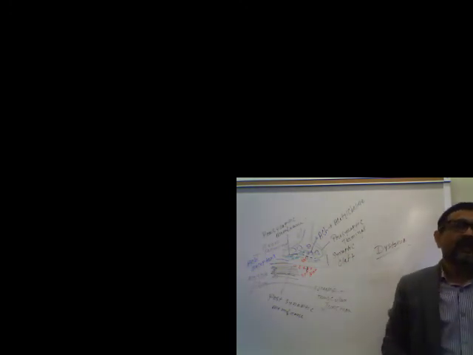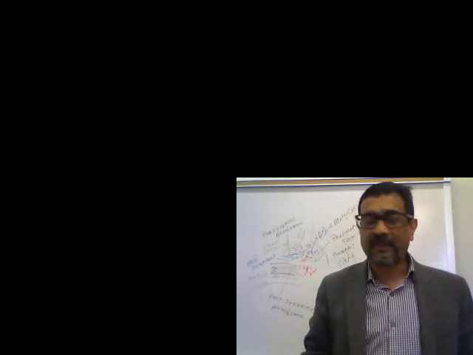There are a couple other conditions related to muscle. One is called dystonia. Irregular contraction of muscles. Dystonia. Irregular contraction or abnormal contraction of muscles.